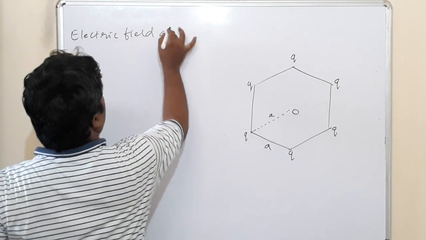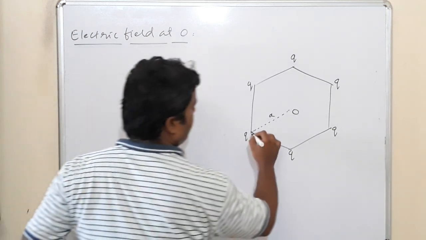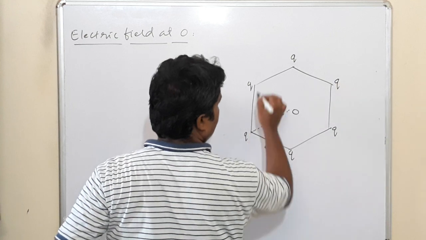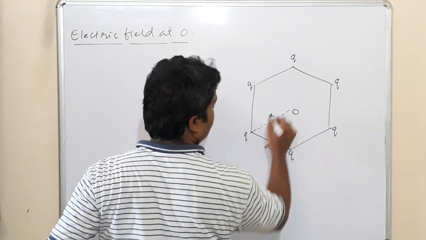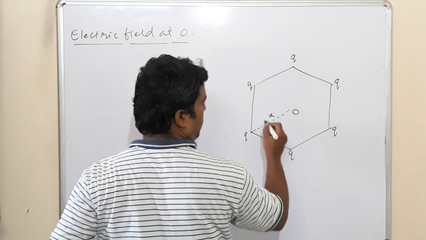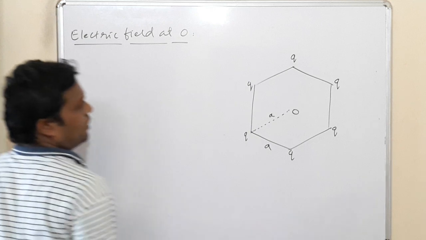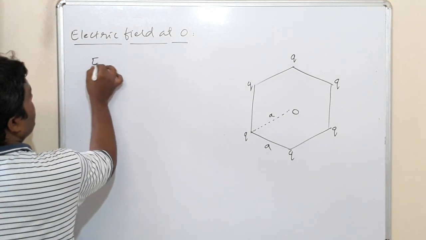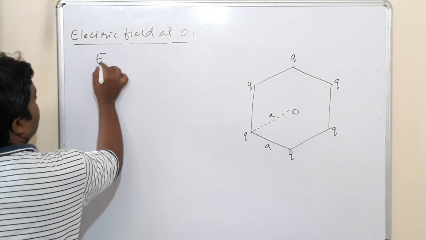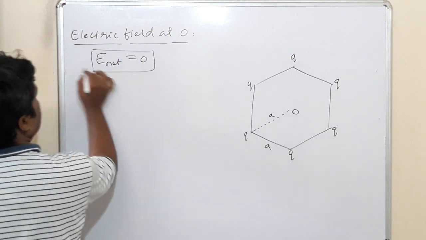Electric field at O. See, this field will be cancelled by this charge, this field will be cancelled by this charge. The electric field due to one charge will be in this direction, and the electric field due to the opposite charge will be in this direction, cancelling each other. These two are cancelling each other, these two are cancelling each other. That means what is the electric field at the center at O? Net electric field must be 0.